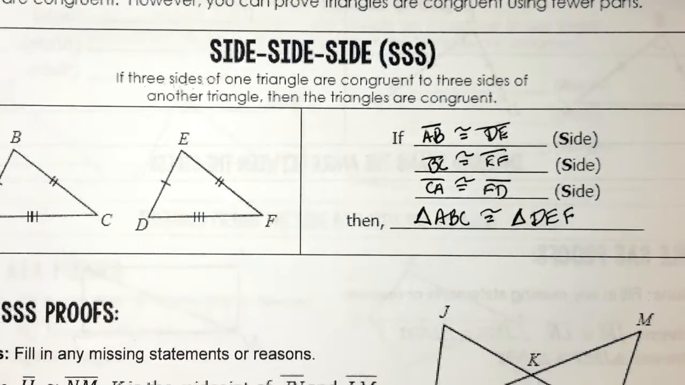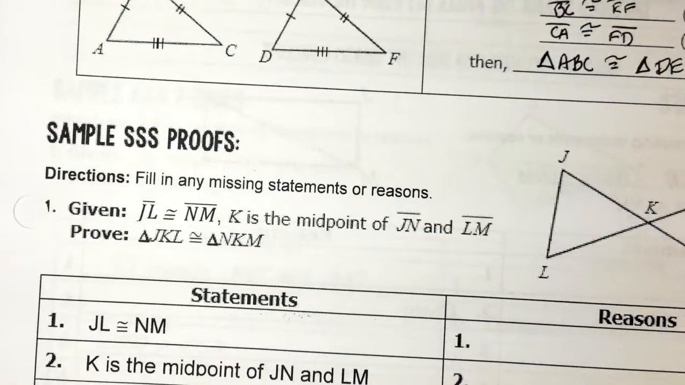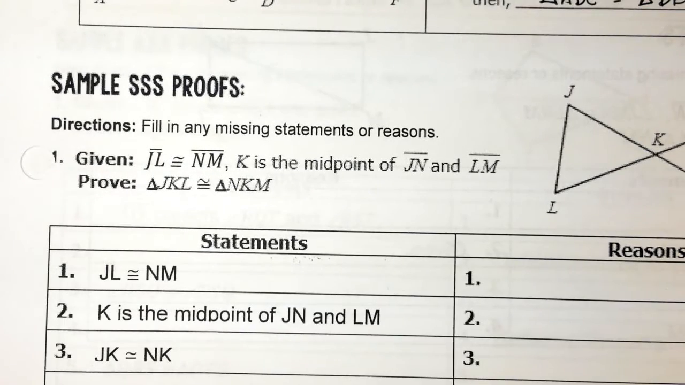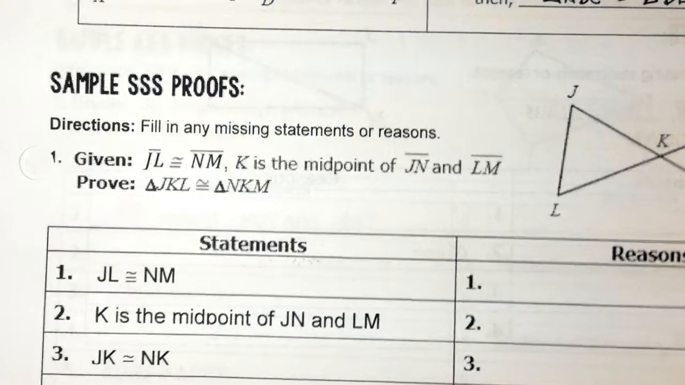Alright, so looking at a proof based off side. Directions: fill in the missing statements or reasons. So in your proofs that you'll do, you'll have either missing reasons or missing statements. It'll never be as many as we're showing you right here. We just started out that way so we can show you how to write the full proof.